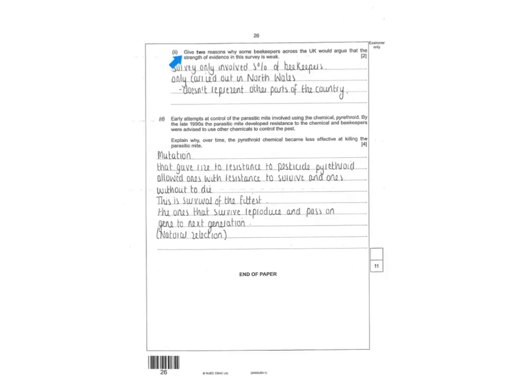Give 2 reasons why some beekeepers across the UK would argue that the strength of evidence is weak. It's weak because only 5% of beekeepers took part, so there's not a lot to compare. It was only carried out in North Wales, nowhere else in the UK, so it doesn't represent other parts of the country.